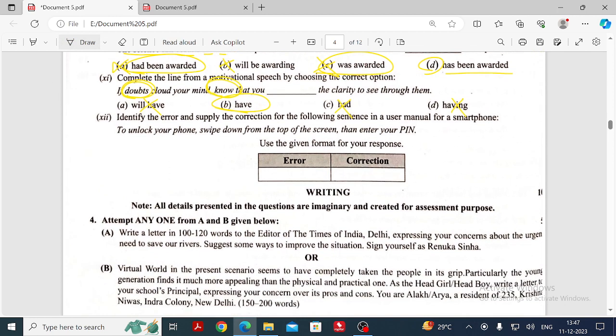Okay, and the last question, what is the answer, my dear? Very easy question. While reading itself, you will find out that to unlock your phone, swipe down from the top of the screen, then enter. It is not "then"; we won't write that. Then enter your PIN. So this is what you should remember.